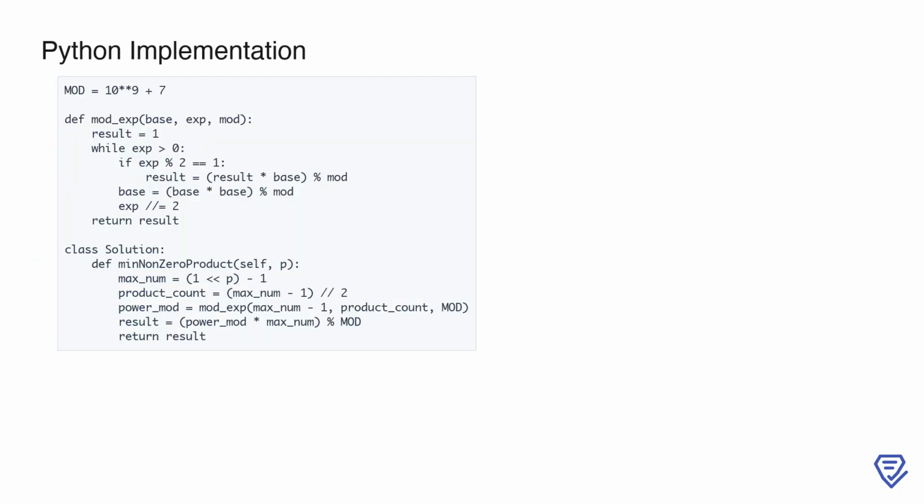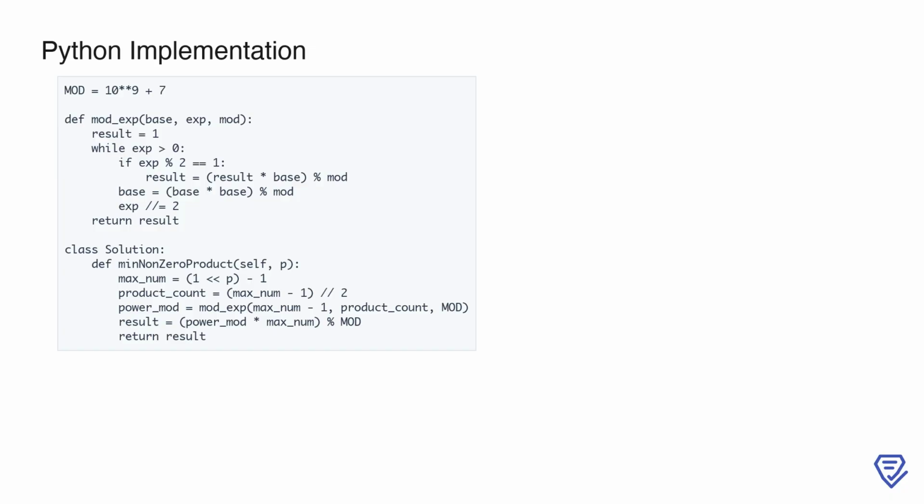This code solves LeetCode problem number 1969, minimum non-zero product of the array elements. The problem requires finding the minimum non-zero product of all elements in an array nums ranging from 1 to 2^p - 1, modulo 10^9 + 7. Explanation. 1. Pre-computations and modular arithmetic.